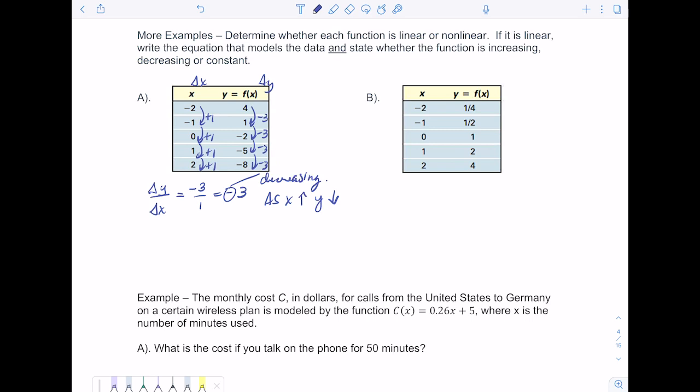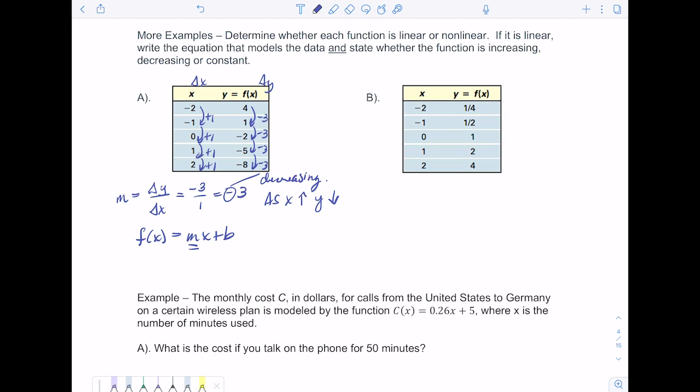Okay, so since this is a linear function, since it does have a constant average rate of change, I need to create the equation for that function. So if we were to write a function, we would want it to be in the form of mx plus b. I already have m, which is -3. I need either b or I need to find a point and work backwards to figure out what b is.